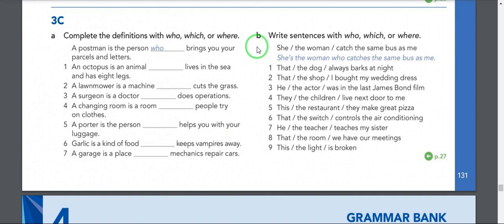For example, She, the woman, catch the same bus as me.